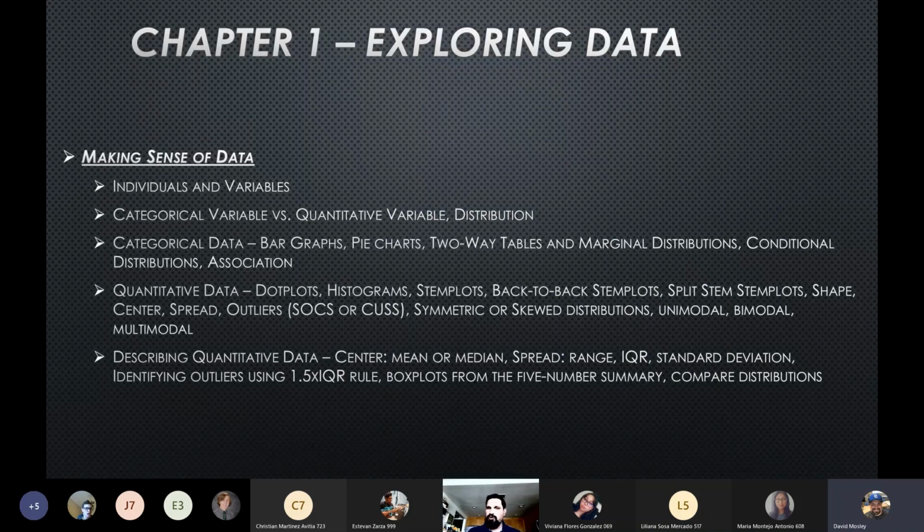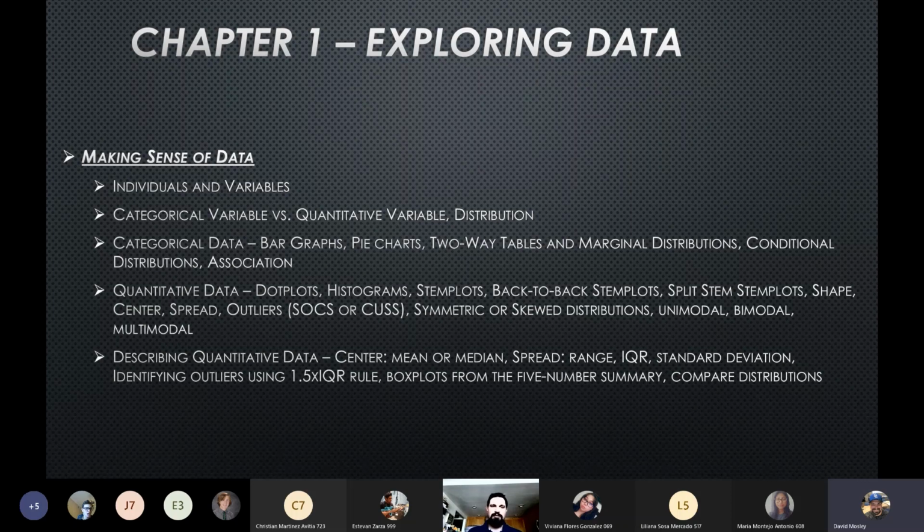Quantitative data's distribution can be symmetric or skewed. A special case of a symmetric distribution is the normal distribution. Skewed distributions are described by the direction the tail is pointing. So a right skewed distribution has a tail to the right. A left skewed distribution has a tail to the left. Our distribution can be unimodal, bimodal, or multimodal.